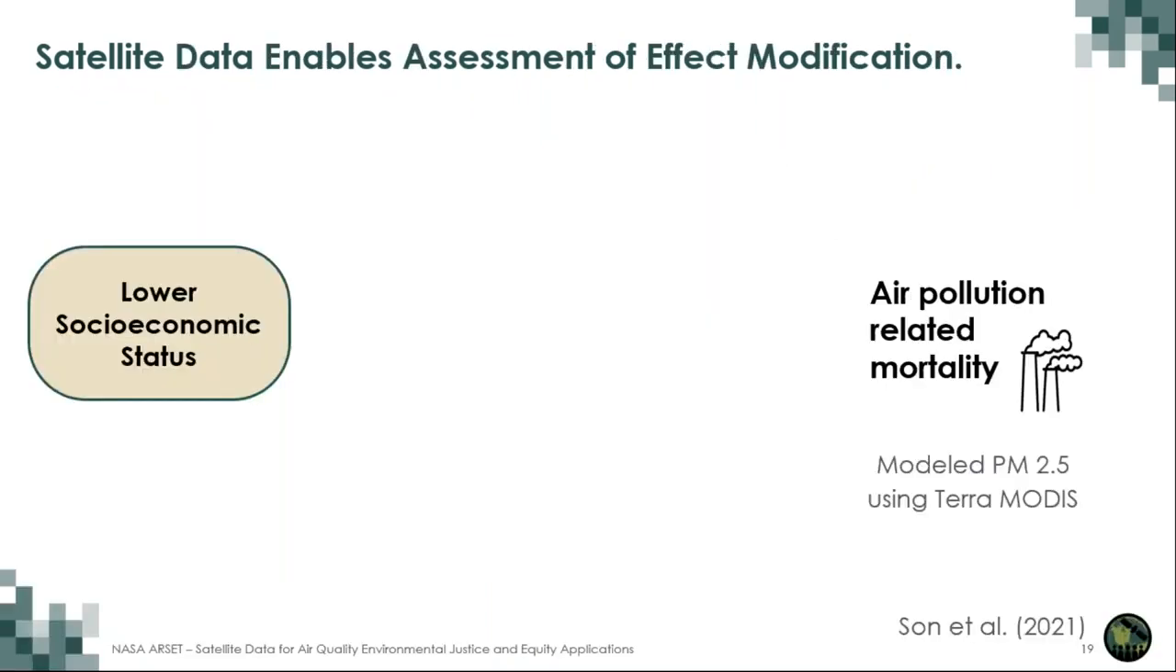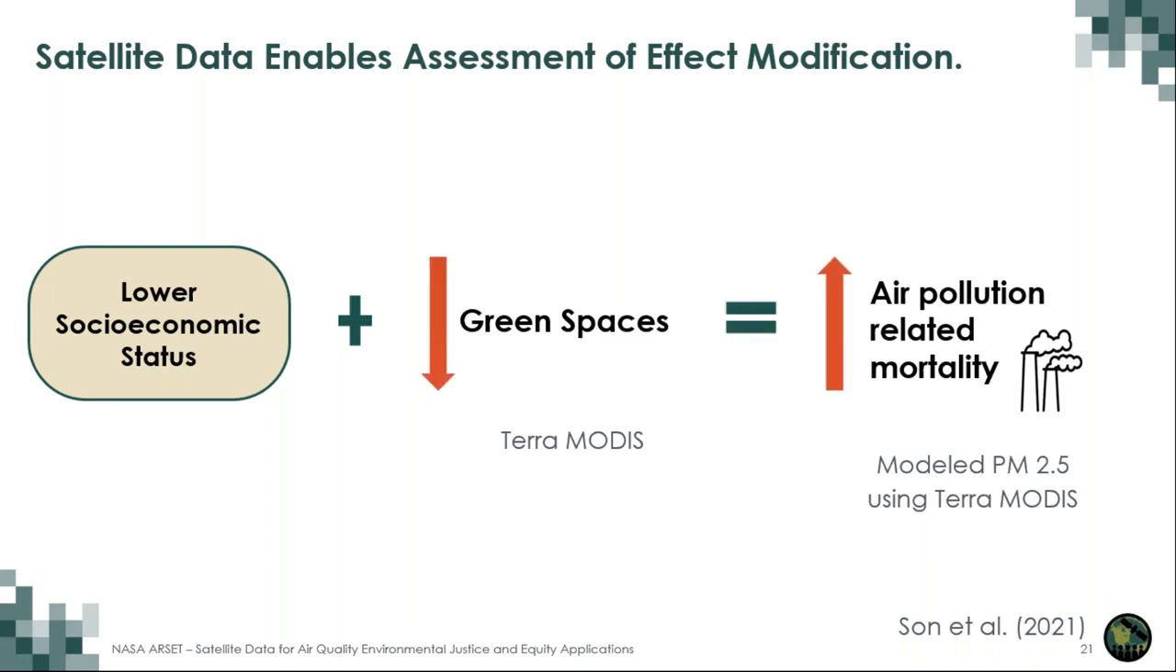Another understated advantage of satellite data is the ability to assess how multiple environmental categories interact with each other. Several studies that we reviewed showed that lower socioeconomic status was associated with higher air pollution burdens and mortality. Son et al. 2021 introduced satellite-derived green space to see how that modified the relationship between socioeconomic status and air pollution-related mortality. They found that less green space was generally associated with higher air pollution-related mortality for all population groups, with lower income groups having the highest associations. While green space is commonly accepted as a benefit on its own merit, the study also shows its potential to mitigate some other health disparities.